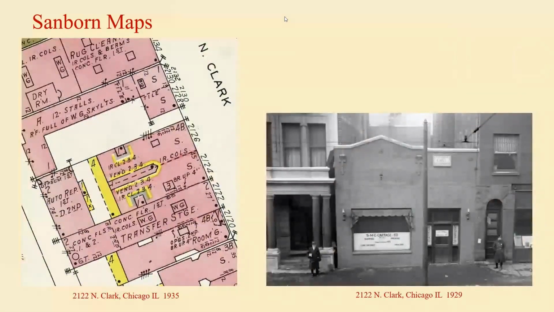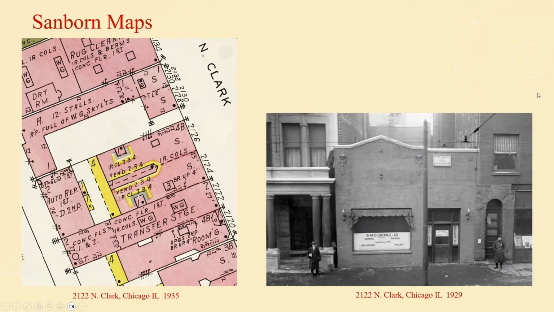The next one I'm going to show you here, I'm going to let you think about this for a minute and see if you can guess what this is. 2122 North Clark Street in Chicago, Illinois, shown here in a photo from 1929. That's a clue. The Sanborn map, it's down here toward the bottom here, shown as transfer storage.